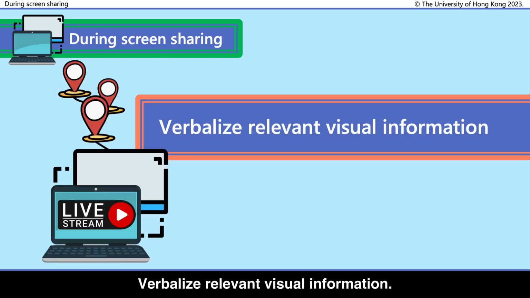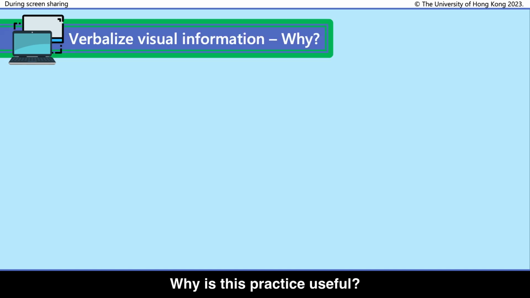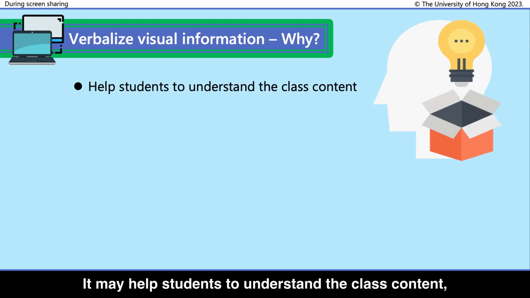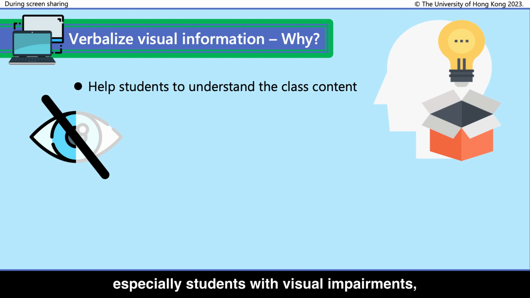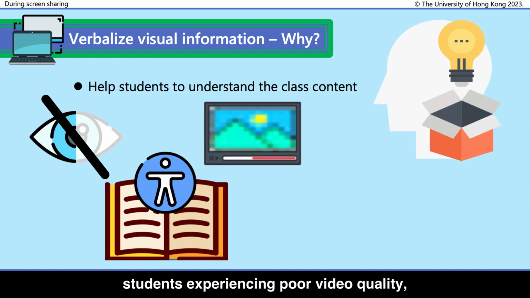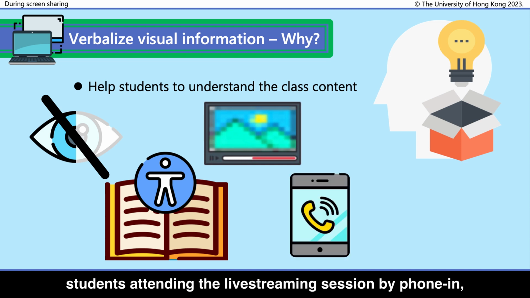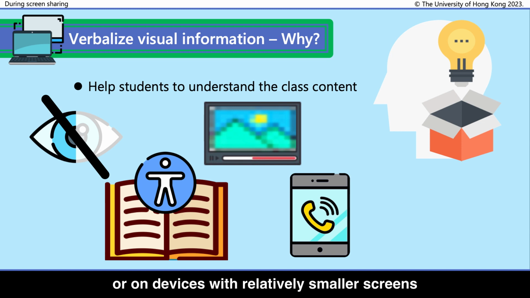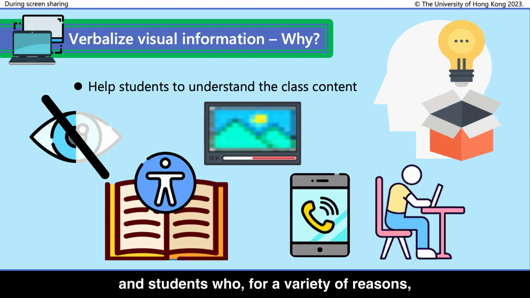Verbalize relevant visual information. Why is this practice useful? It may help students to understand the class content, especially students with visual impairments, students with learning difficulties or reading disabilities, students experiencing poor video quality, students attending the live streaming session by phone-in or on devices with relatively smaller screens such as mobile phones, and students who, for a variety of reasons, are unable to keep their full visual attention on the presentation materials.